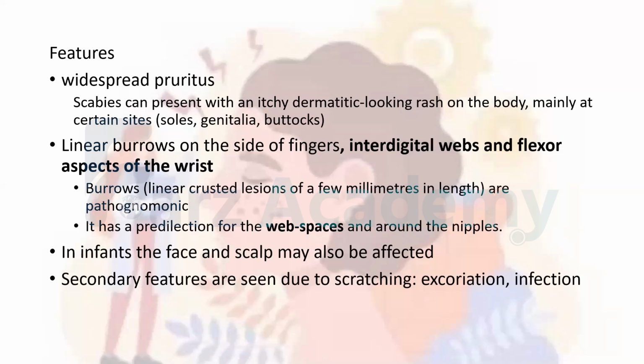So how do you diagnose that it is scabies? Whenever you see linear burrows, it has to come to your mind that this might be a case of scabies. It has a predilection for web spaces and around the nipples as well. And in infants, the face and scalp can also be affected. Some secondary features can also be seen in scabies because of the intense itching, like excoriation and secondary infection.